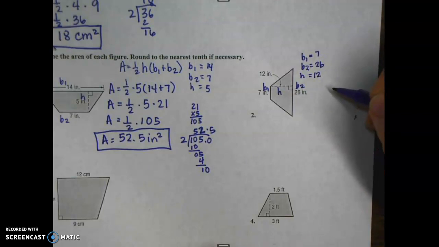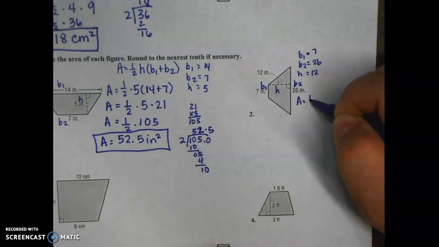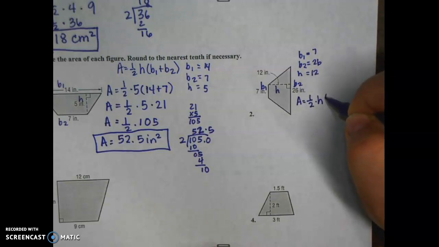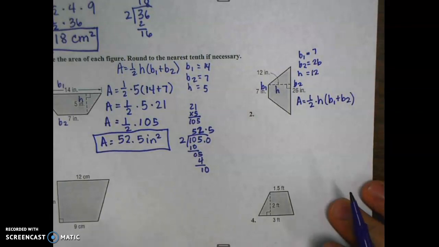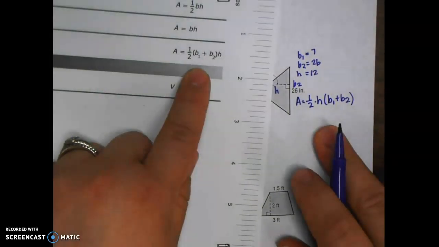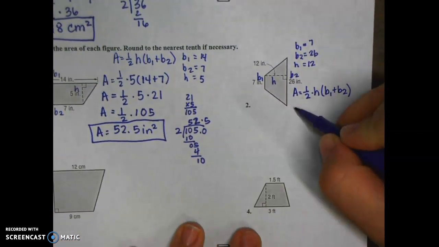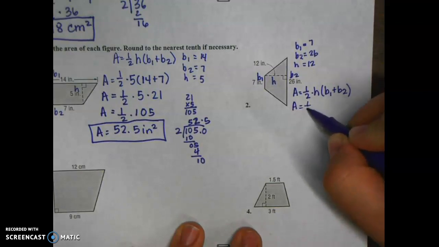So if we put that into our formula, area equals half times the height times B1 plus B2. And on your star chart, notice how height is at the end. It doesn't matter if it's in the beginning or the end. You're still multiplying by your height. So order of operations says to add the bases first because they're in parentheses.